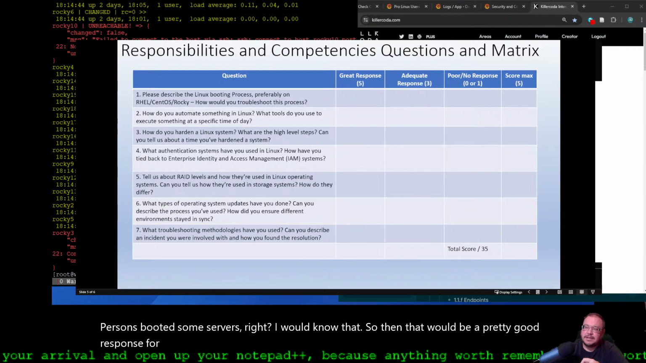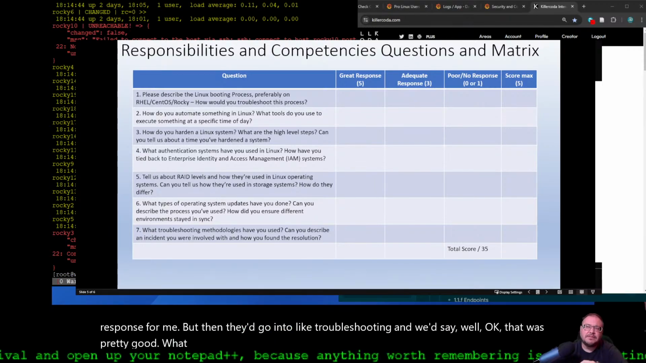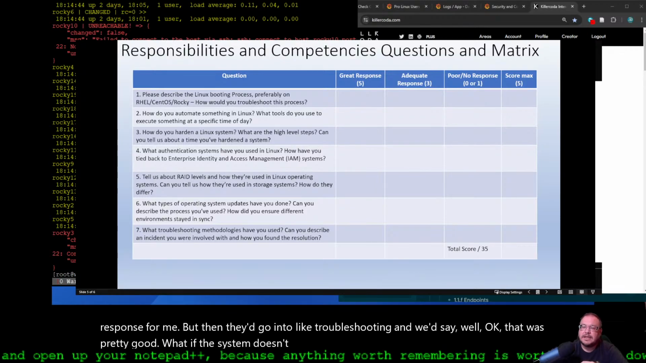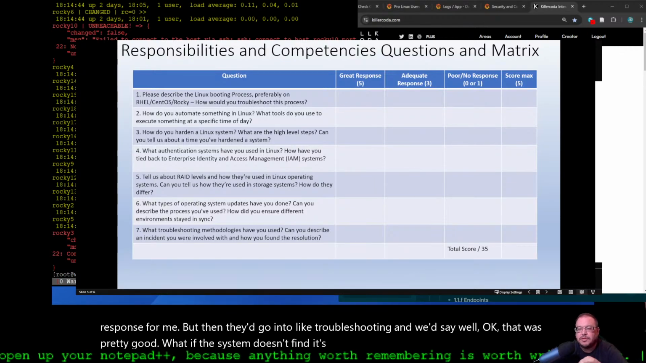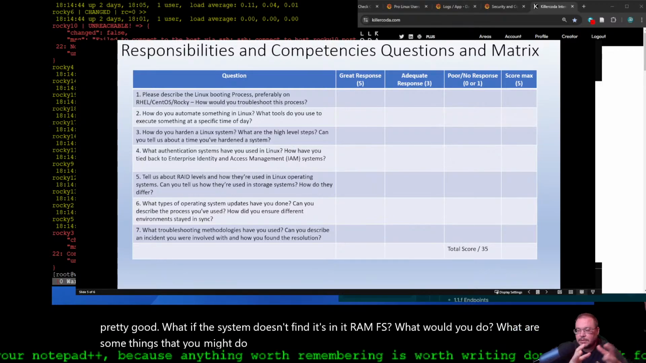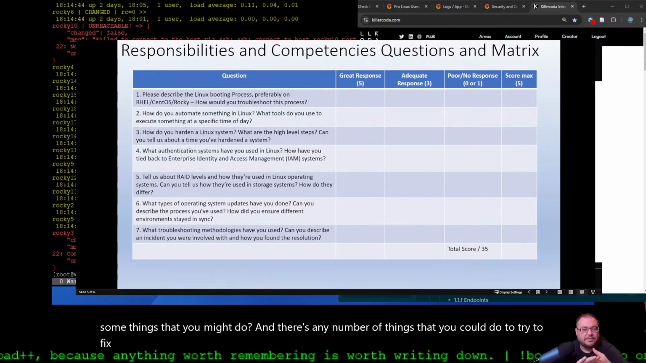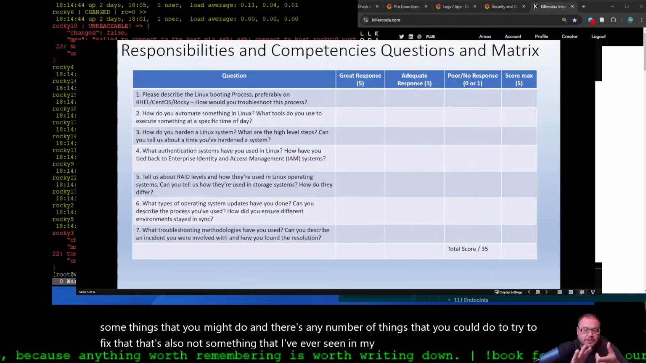Then they'd go into troubleshooting, and we'd say, well, okay, that was pretty good. What if the system doesn't find its initramfs? What would you do? What are some things that you might do? There are any number of things you could do to try to fix that. That's also not something I've ever seen in my career, but it could be something that we ask.